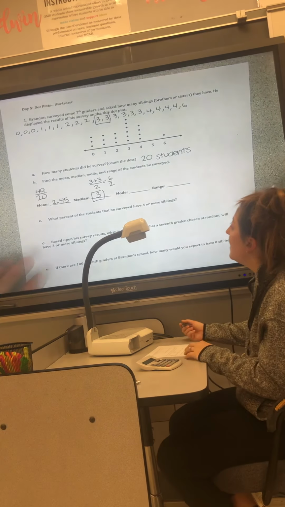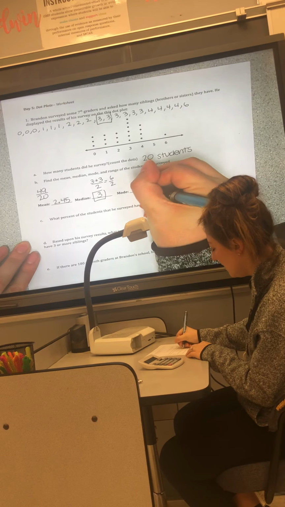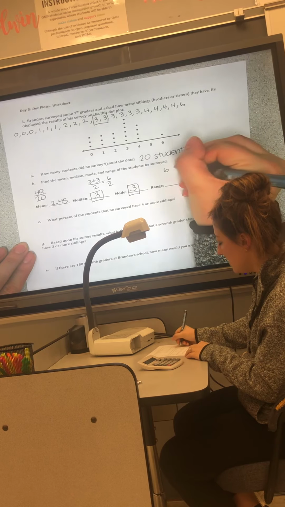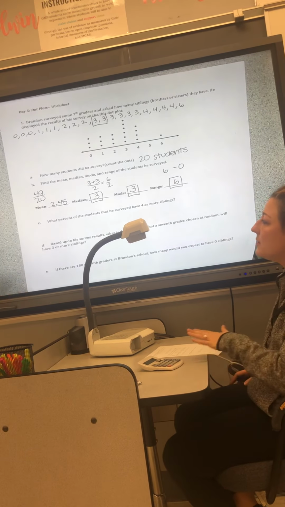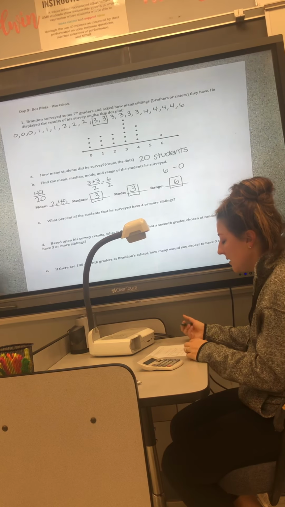Our mode is going to be the number that occurs the most, and we can easily see 3 is what occurs the most. And my range, I'm going to take the biggest number minus the smallest number to get that the range is 6. So this is all stuff you've done before. Moving on, we have something that's a little bit new.